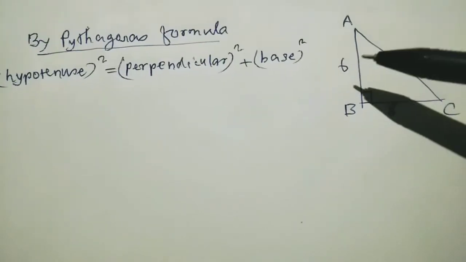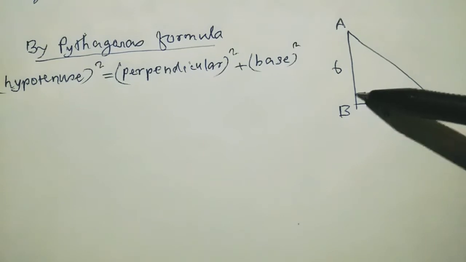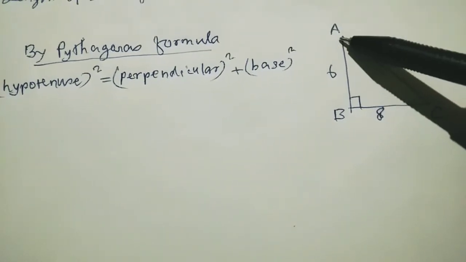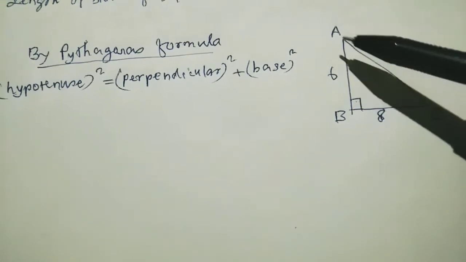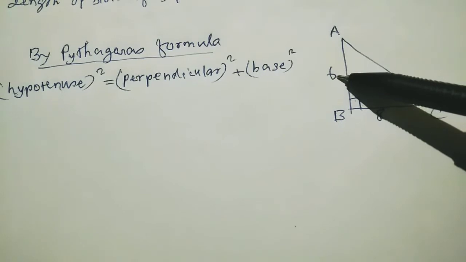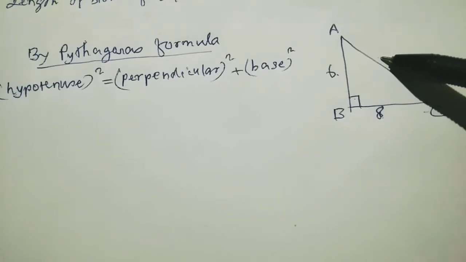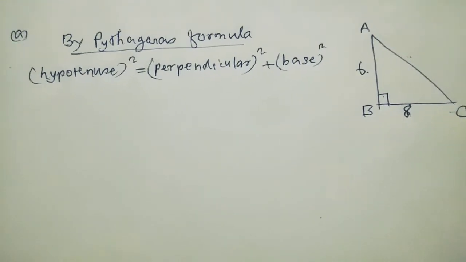So students, let us see question number 7. This is a right angle triangle, and it is said that angle B is 90 degree. This is the sign of 90 degree, this square symbol. So here ABC, you have to first of all make the diagram. Side AB value is 6 centimeter, side BC value is 8 centimeter. You have to find the value of this side AC. We can find this by the Pythagoras formula only.